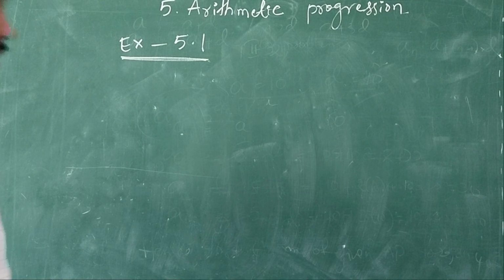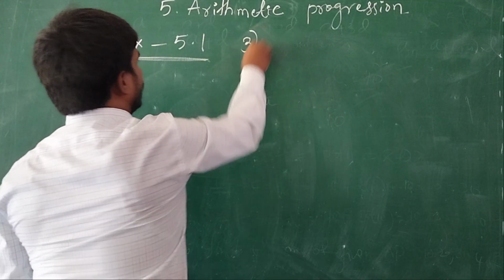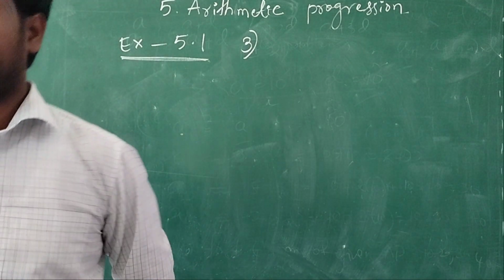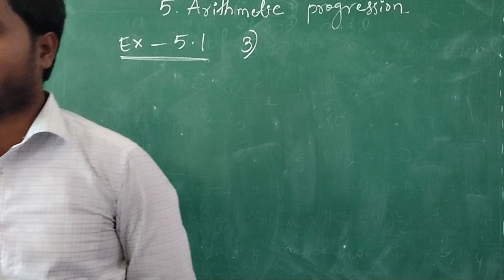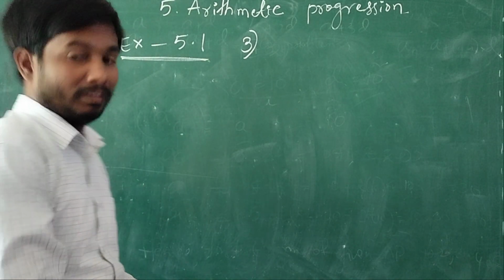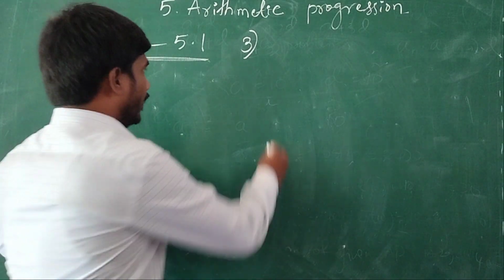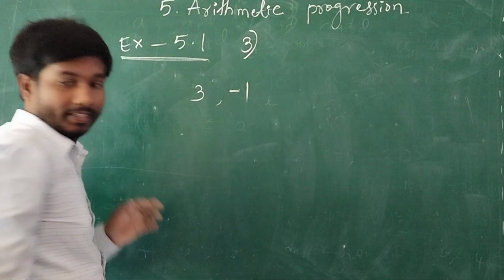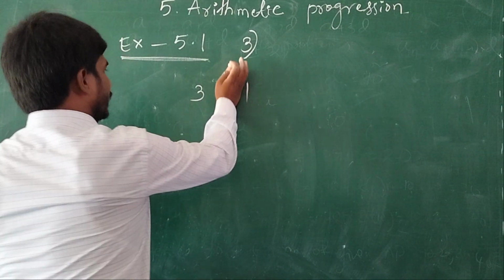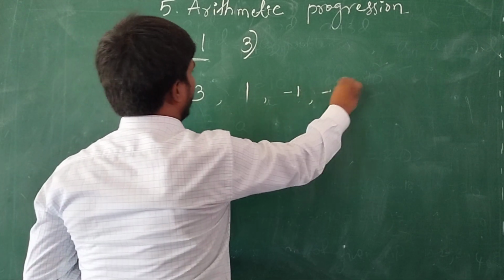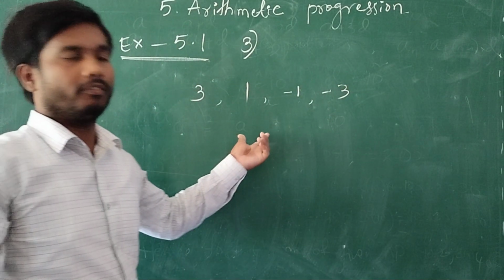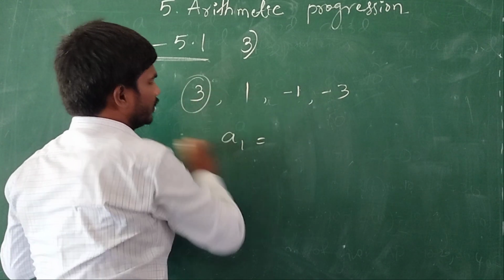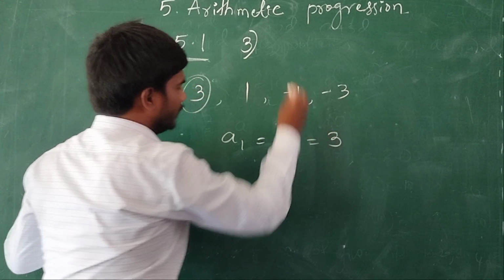Next, the third bit. What is the third bit? For the following APs, write the first term and common difference. Simple one. He is asking us to first find the first term and common difference. 3, 1, minus 1 and minus 3. Here he is asking to find the first term, simple, first term A1. This one is only the first term. A1, A is equal to 3.